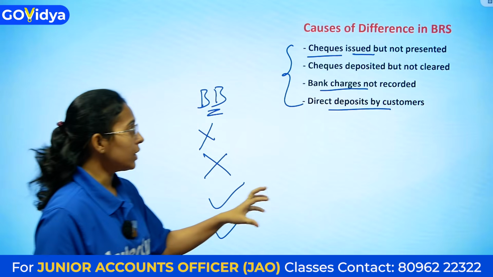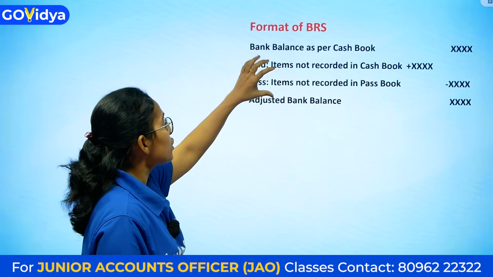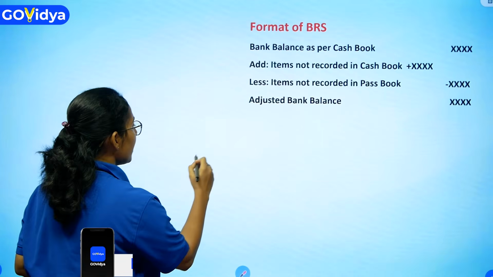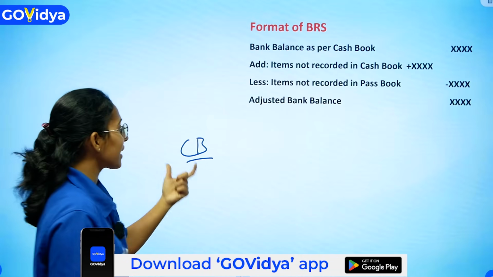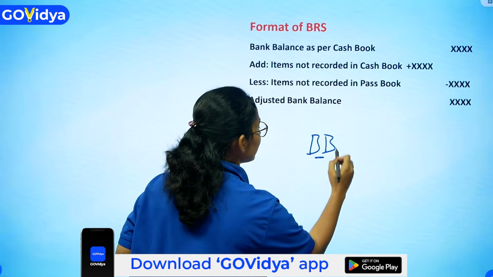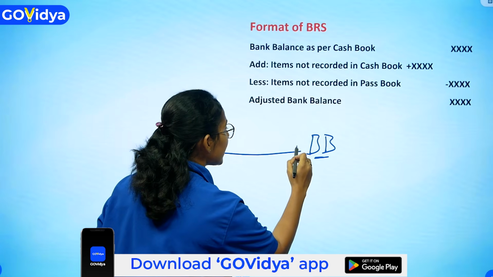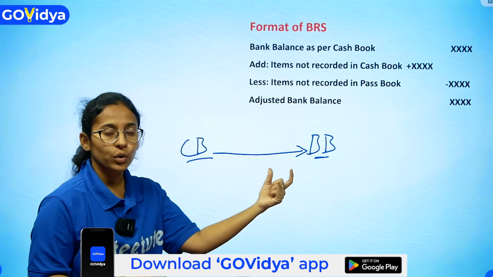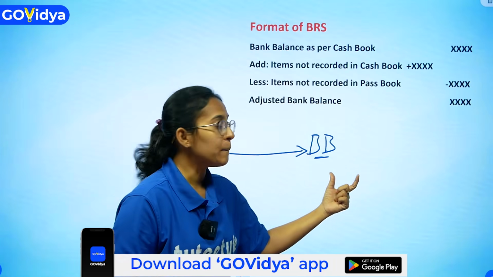Okay. Now let us understand what is the format of BRS. Now, when preparing BRS, it's not a chicken biryani. CB stands for cash book and BB stands for bank book. Okay, so now we are going to reconcile these two. What are we going to do under BRS? We are going to reconcile this cash book with the bank book.